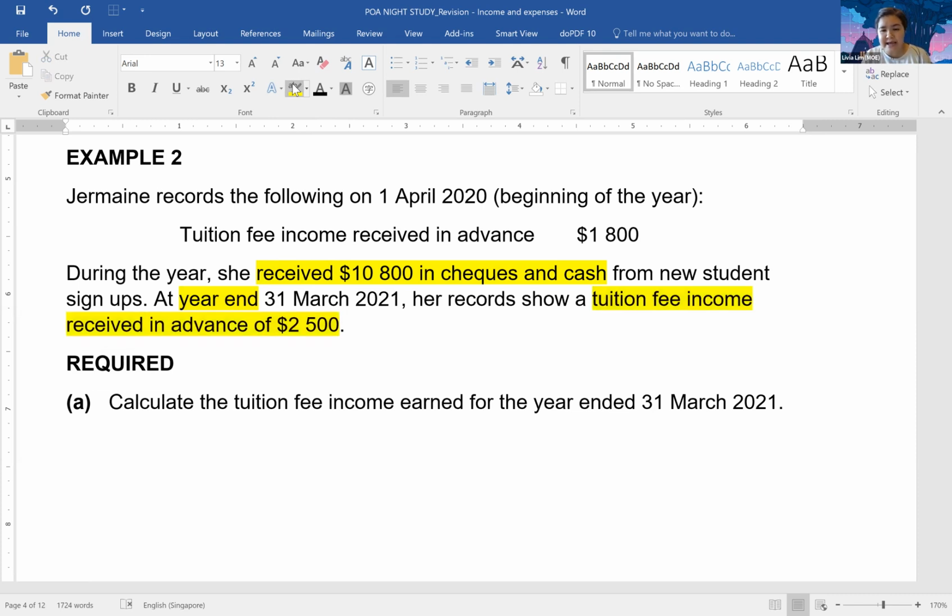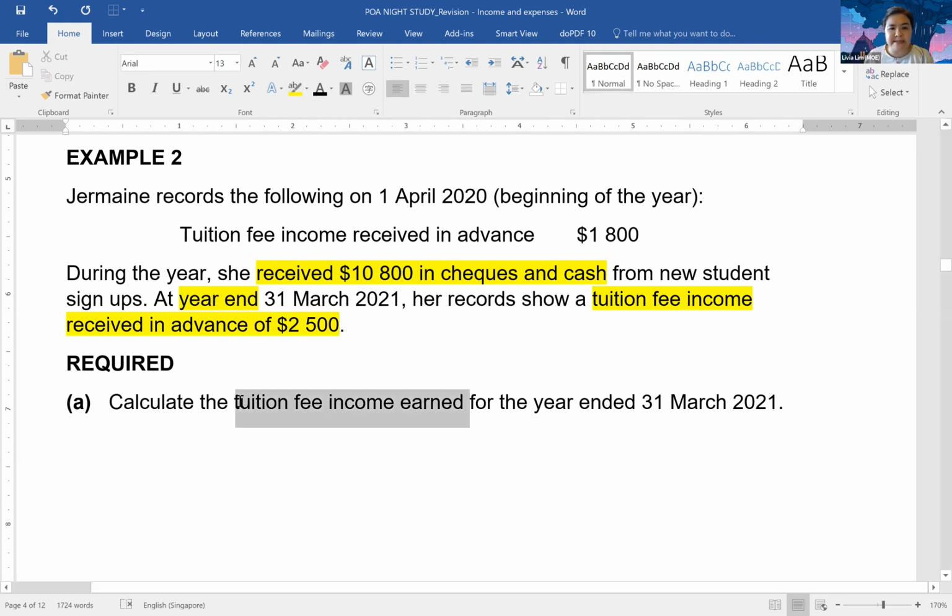So at that year end, this is the amount which she has taken from people but hasn't done the work yet. All right, so what I would like you to do is to calculate the tuition fee income that Jermaine has earned. How much has she earned? All right, for the year ended 2021. Please, can you please type your answer into the chat box again? Thank you very much.